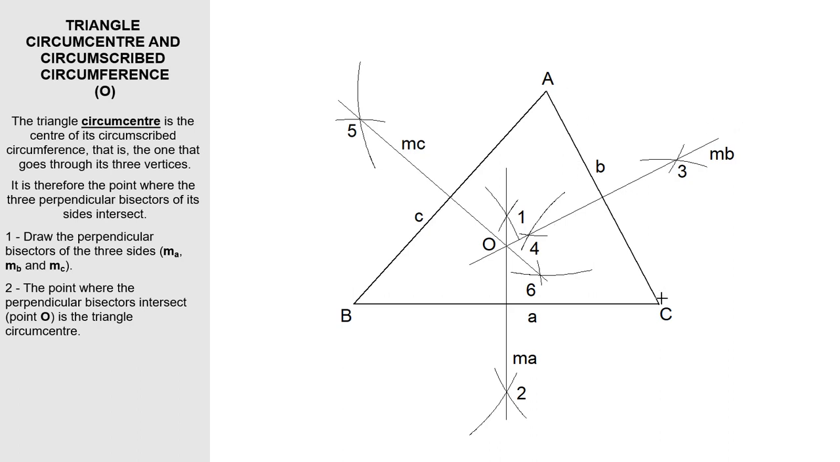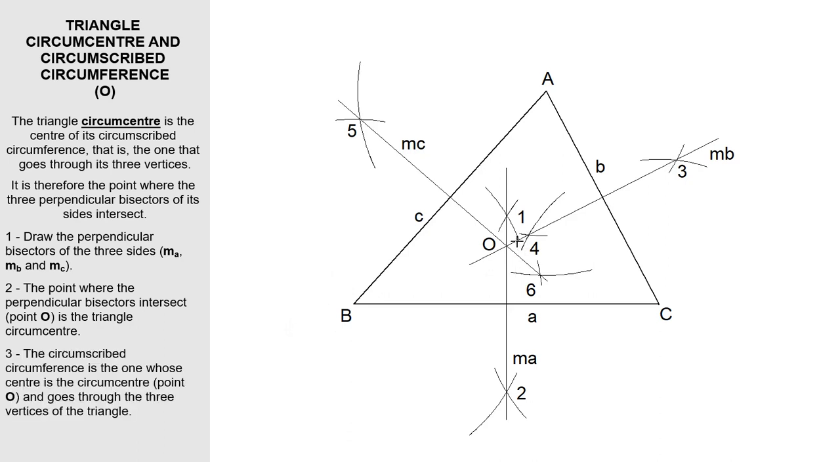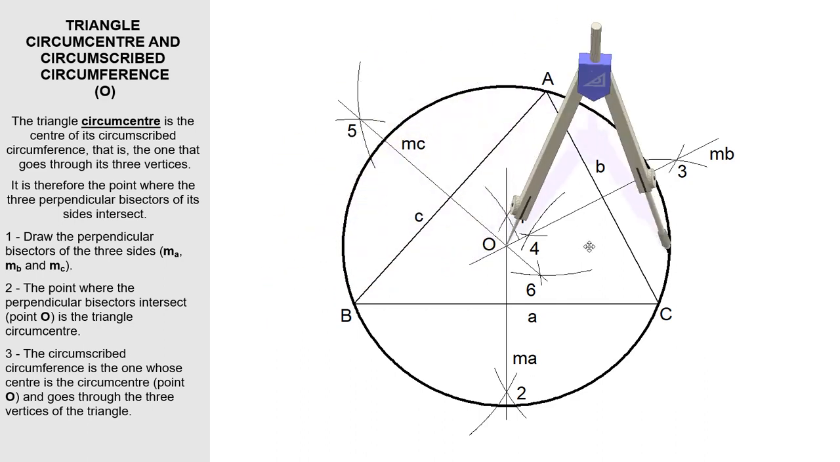if every point on this perpendicular bisector M sub B is a center of a circumference that goes through points A and B at the same time, and every point on this perpendicular bisector M sub C is a center of a circumference that goes through points A and B at the same time, the point where the three perpendicular bisectors meet, point O, is the center of the circumference that goes through points A, B, and C at the same time, that is, the triangle's circumscribed circumference.